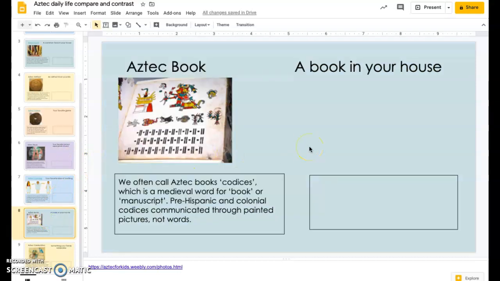A book in your house. So that could include a magazine. That could include a chapter book that you got from school, or if you brought Jaguar home, or it could include a dictionary, something that shows how your books are different from this Aztec codex, which obviously uses more picture images, glyphs, to tell the story, whereas you would see words with letters in our books.